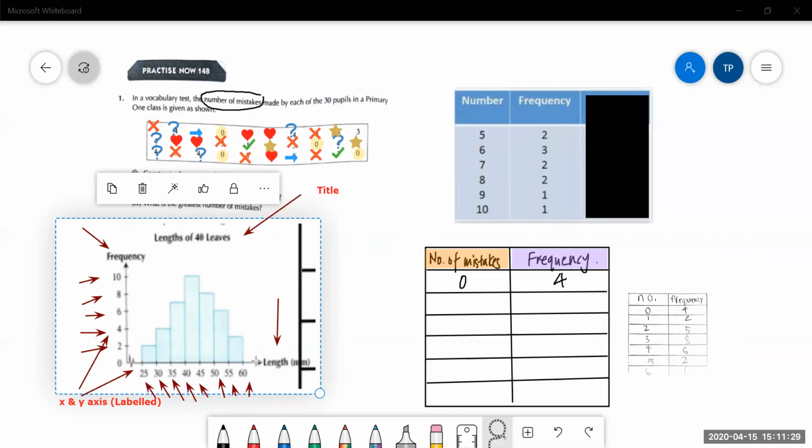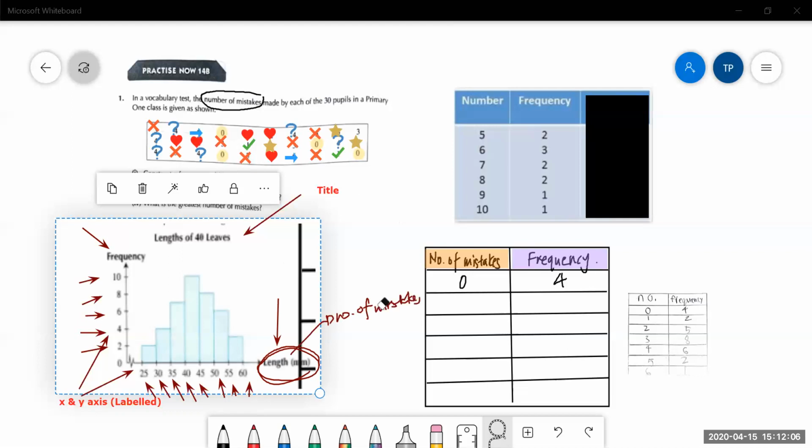So where the word frequency is, we're supposed to have the word marks, right? You have put frequency. You don't have to change it, because frequency is just the number of times it happens. It's not marks. But for the length, you have to change it to number of mistakes. Do you understand what I'm trying to say? For this part, you have to change to number of mistakes.